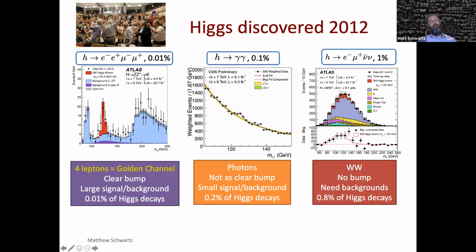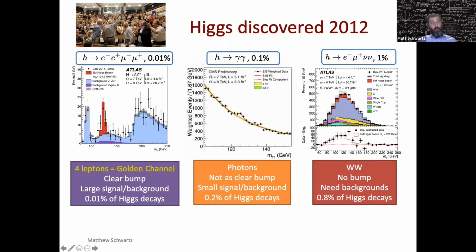So the Higgs was discovered in 3 different channels in the original discovery. The first is the so-called golden channel, which was the Higgs decaying to 4 leptons. This is actually only 0.01% of the Higgs decays this way. So that's 1 in 10,000 Higgses decay to this channel. But it's called the golden channel because it's very clean, because you can measure the momenta of all these leptons and you can add up the momenta and square it, and you get this nice peak.